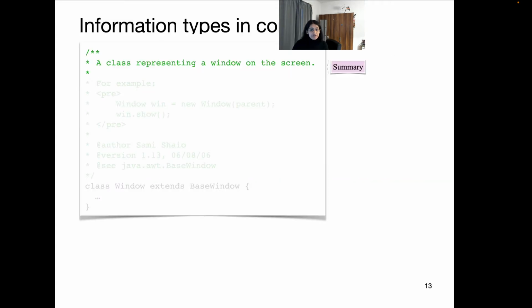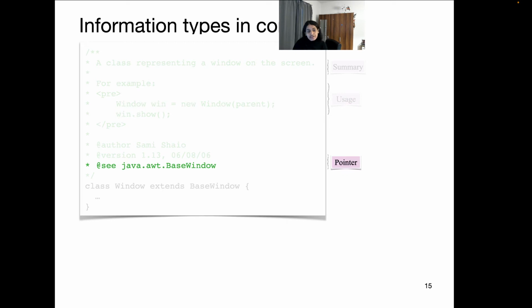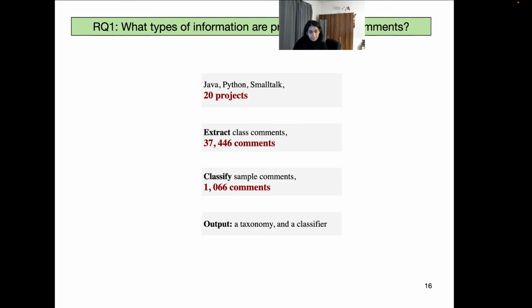What do I mean by information type? For example, developers write a summary of a class in the first line. Here, the next line indicates how to instantiate or initialize the window class. Then developers also write or refer to other classes in order to give an overview of this class.